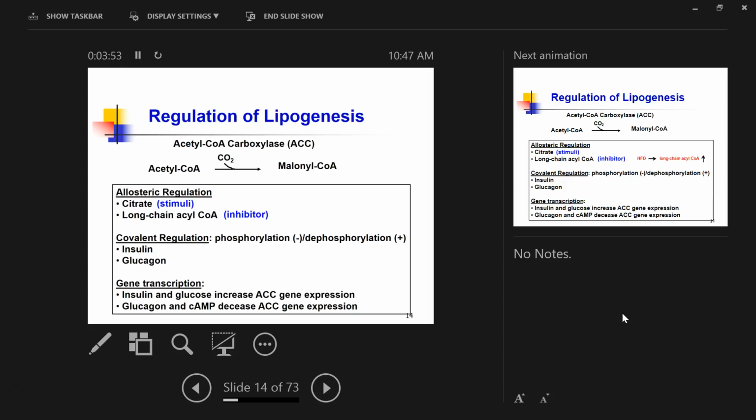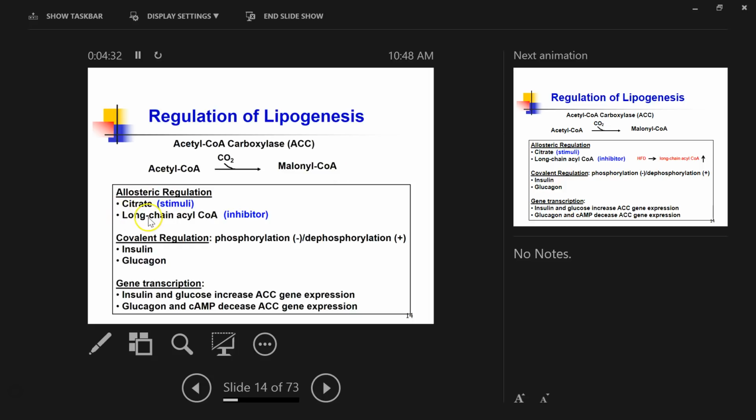So the allosteric regulator is citrate. Citrate is the positive regulator and can stimulate lipogenesis. Also, I want you to remember this very important key reaction: acetyl-CoA converts to malonyl-CoA, right? So malonyl-CoA formation is the key reaction in lipogenesis, and the key enzyme is acetyl-CoA carboxylase, ACC, which regulates this malonyl-CoA formation.